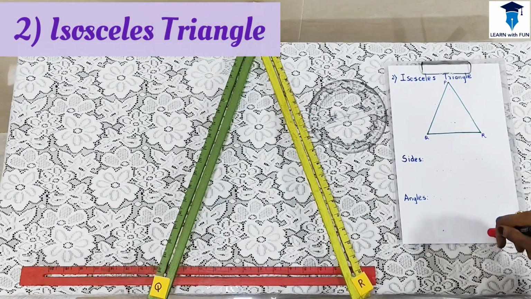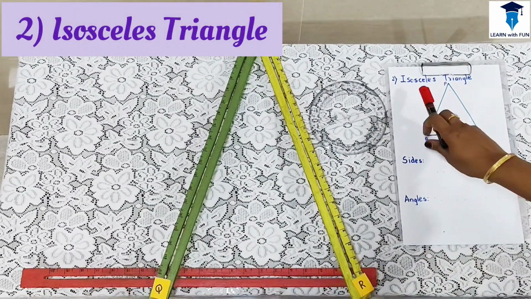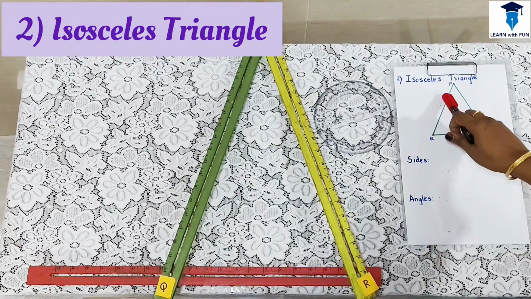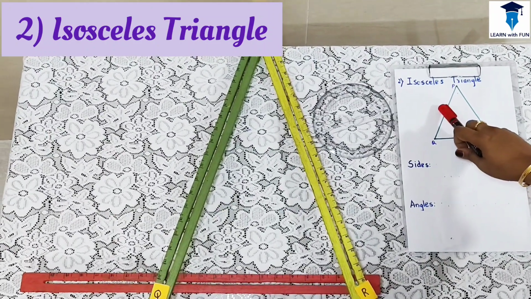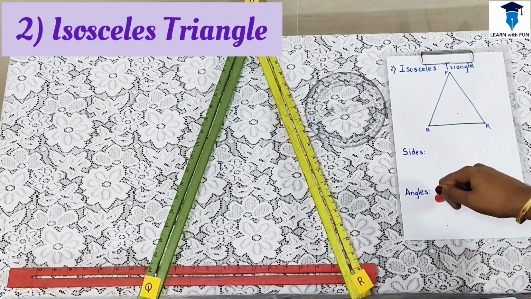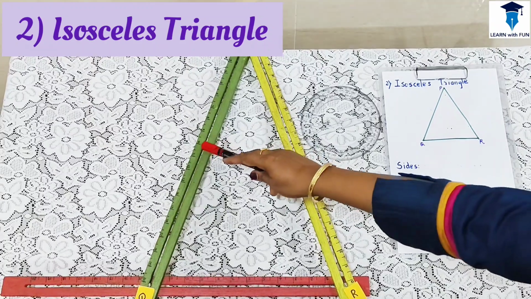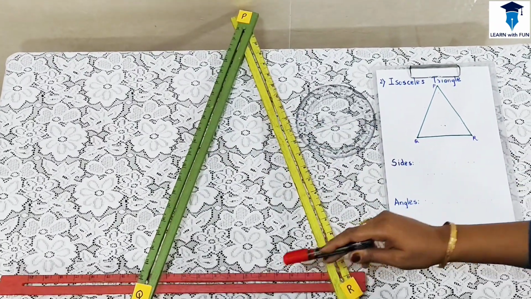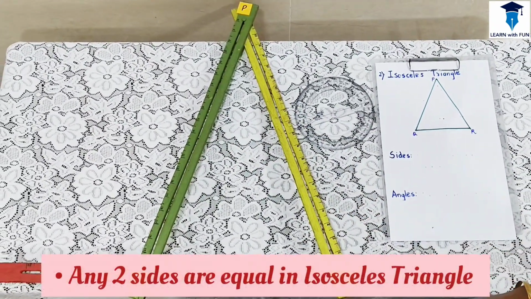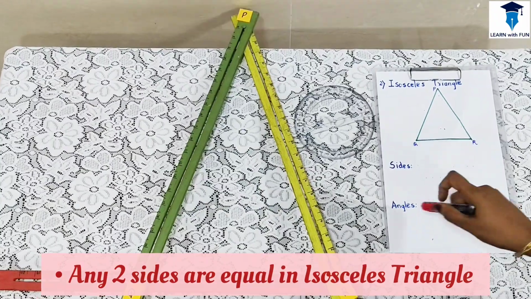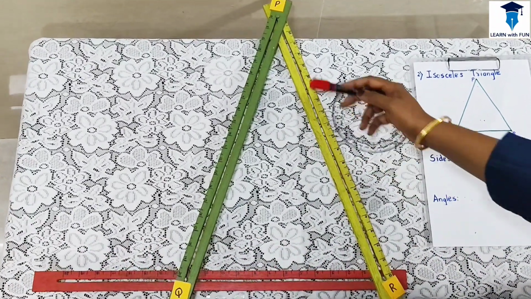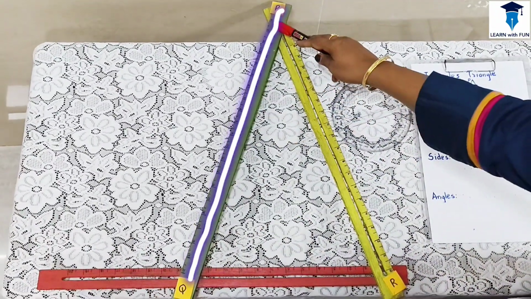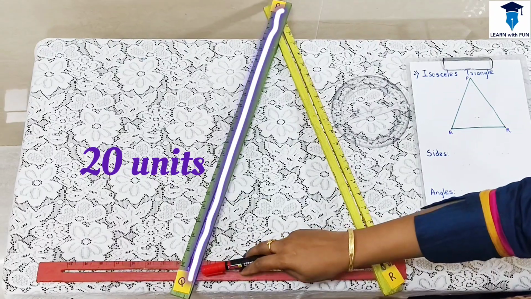Let's move on to the second type of triangle, and the name of the triangle is isosceles triangle. Now in an isosceles triangle, out of the three sides, first side, second side and third side, any two sides measure equal. I have made an isosceles triangle here. If you observe this segment PQ, it is how much? 20 units.